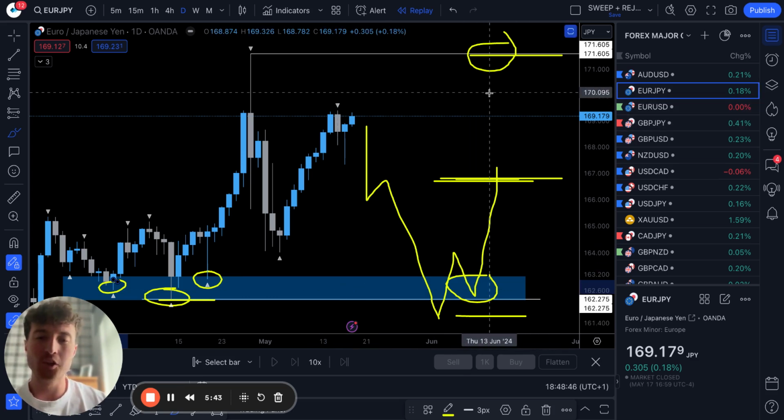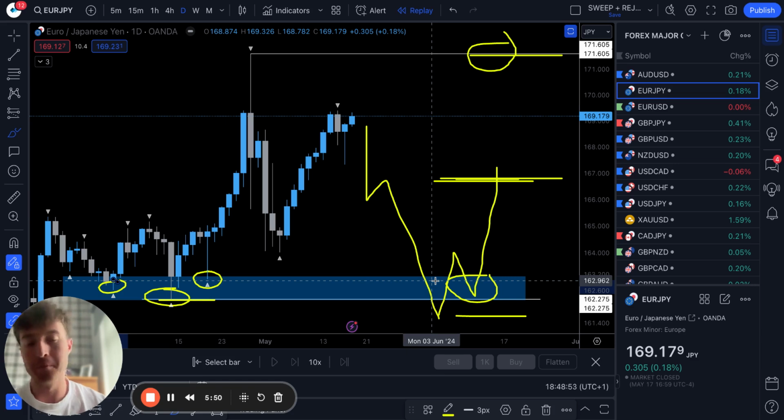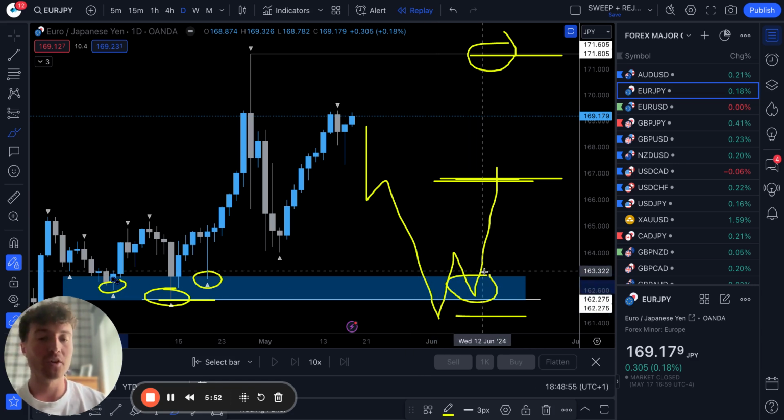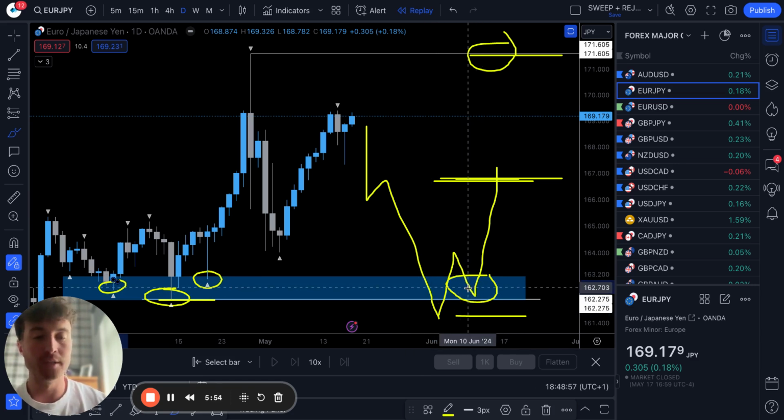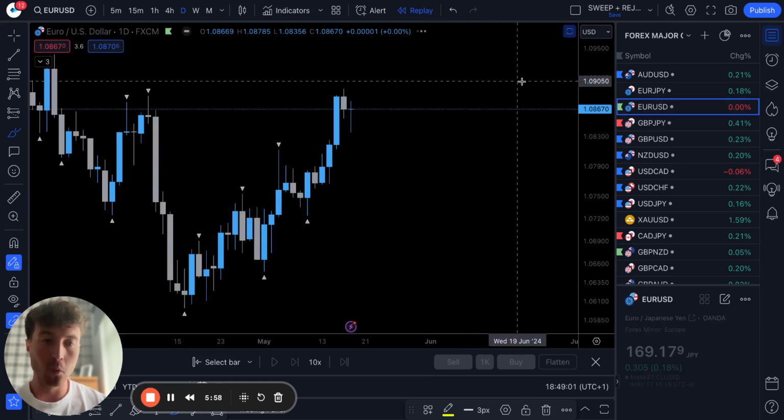I'm not looking for any short setups at the moment. That may materialize further into the week, but at the moment it's just a long setup that I'd be looking to take, and that would be based on a deviation and reclaim of this area down here. Okay, so that's Euro JPY.